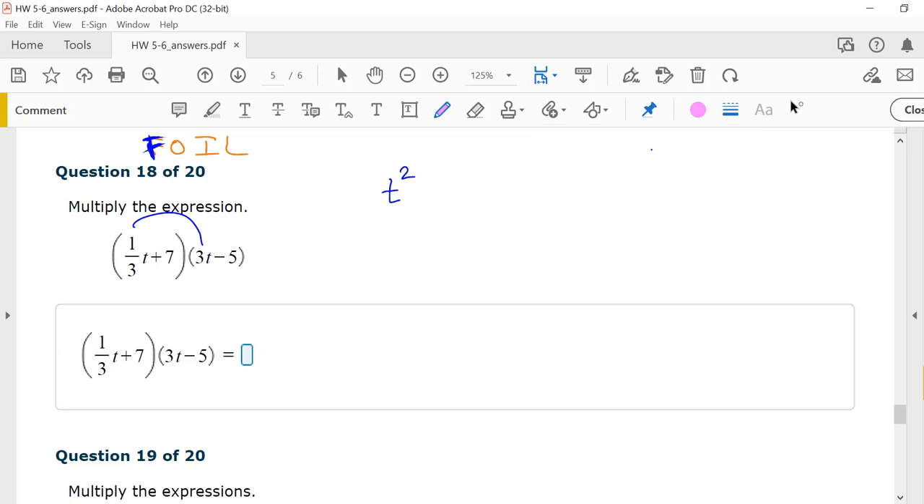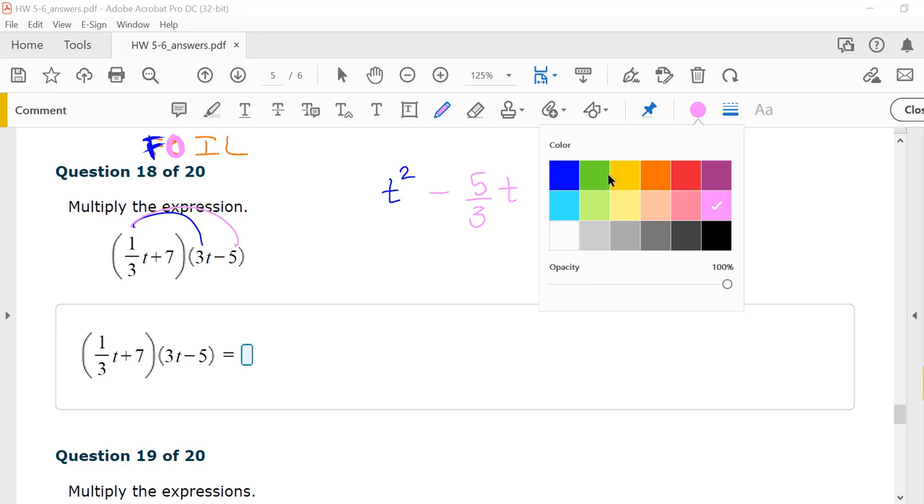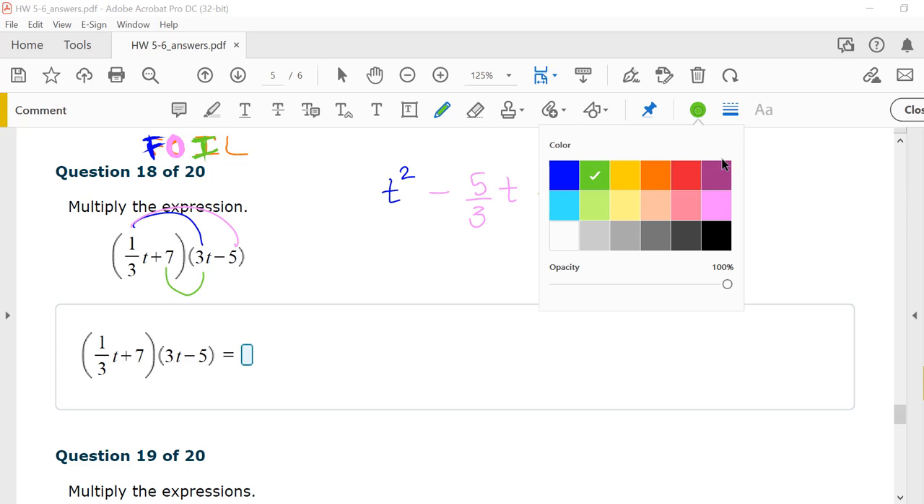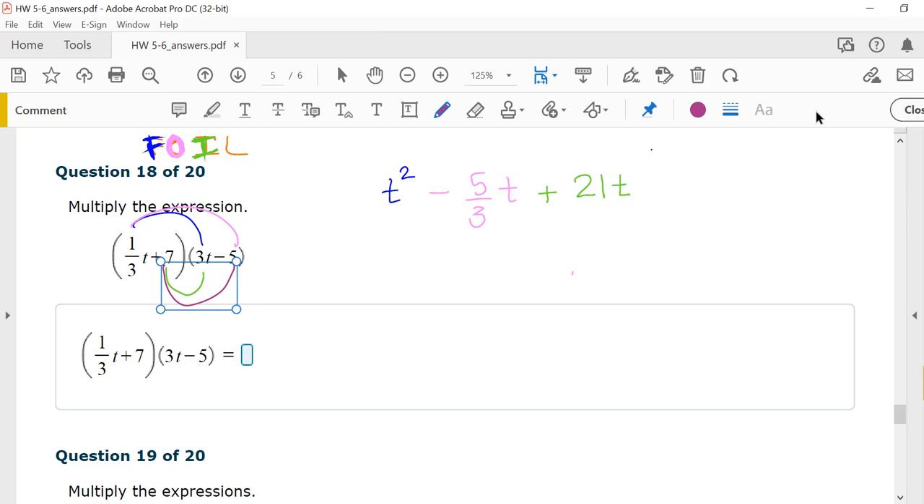Outer. When I multiply the outer terms, 1/3 t times -5 is -5/3 t. For the inner terms, when I multiply the inner terms, 7 times 3t is 21t. When I multiply the last terms, 7 times -5 is -35.